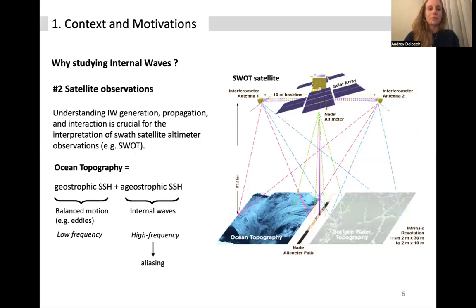The second reason why we're interested in internal waves is to better understand and interpret the new generation of satellite altimeters, such as the SWOT satellite, the wide-swath altimeters that can measure ocean topography at very small scales. And at these very small scales, the ageostrophic component of the sea surface height, which is mostly driven by internal waves, really matters. And so better understanding their generation, propagation, and dissipation is really key in the interpretation of this data.